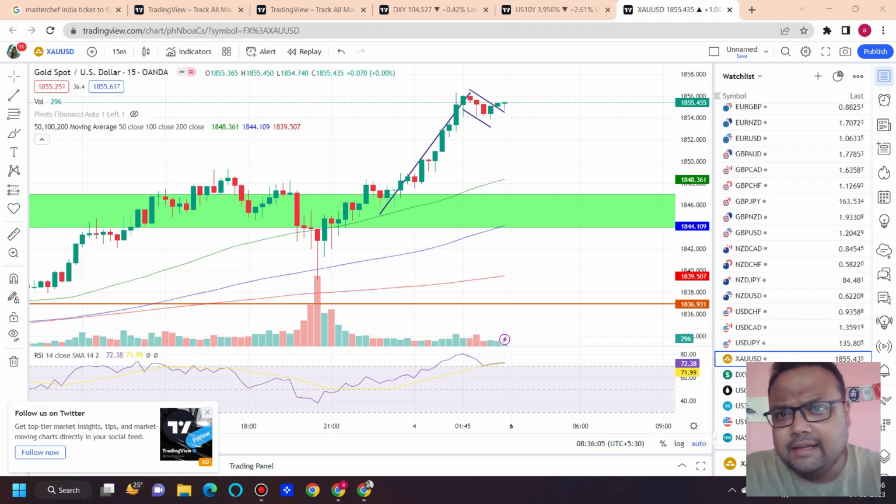All the best, and keep in mind, this is my analysis. I can be wrong as well. I'm also a trader like you, maybe a little bit more experienced, so please follow proper risk management. As I always say, do not gamble with your hard-earned money. Capital protection should be your first priority always. Bye bye, take care.